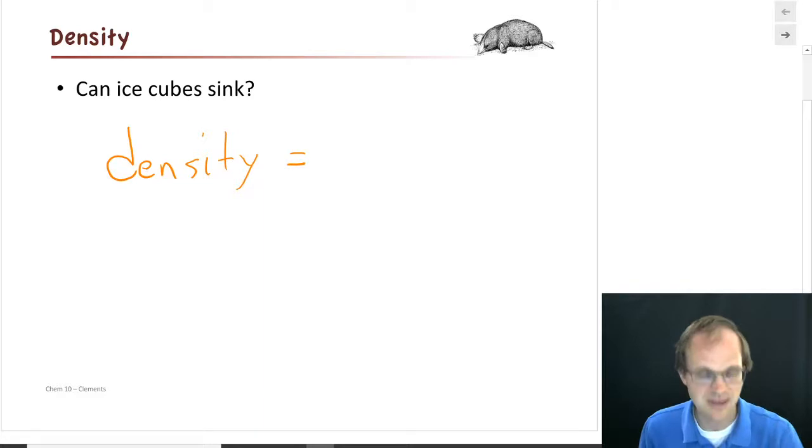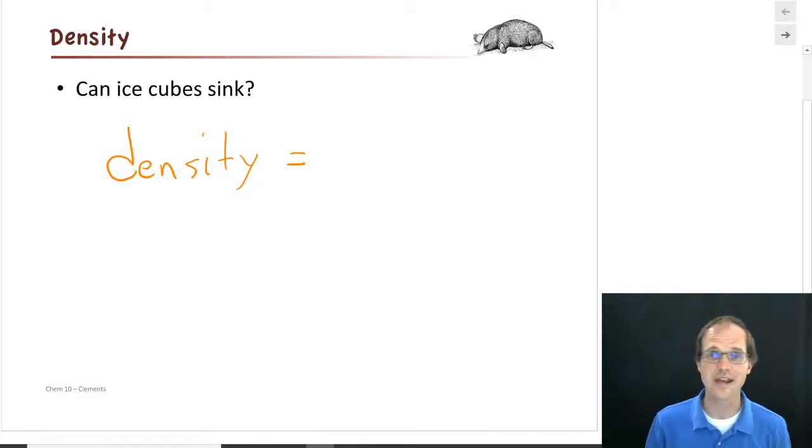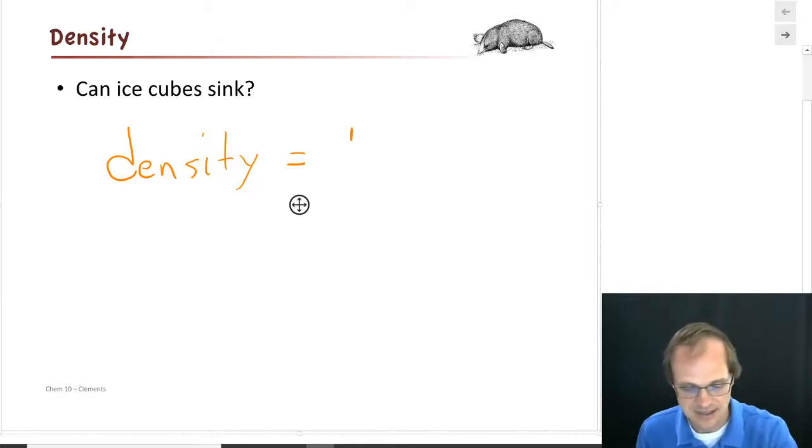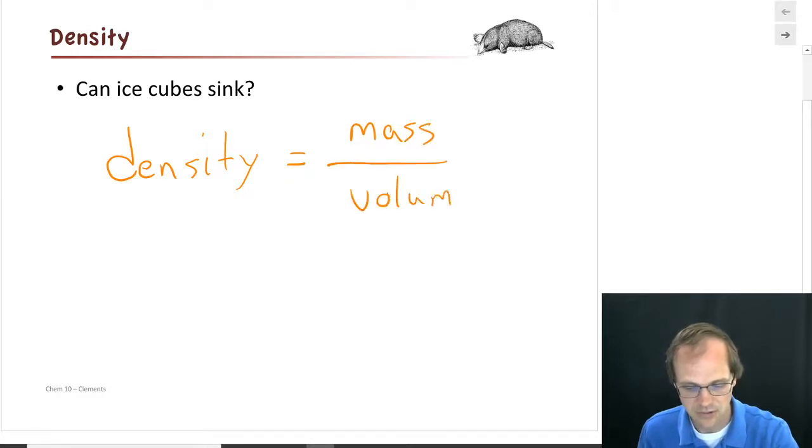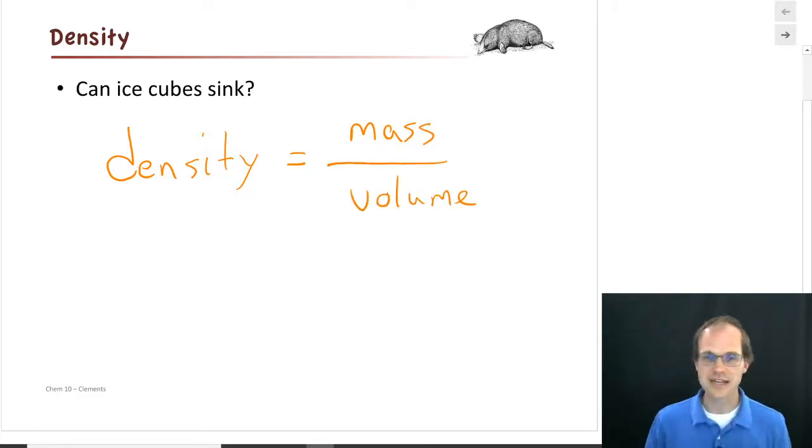And the easiest way to think about the definition is to actually think about the equation that governs density. And density is mass over volume. It's a relationship between how much stuff is in there, how much does it weigh, its mass, and how much space does it take up.